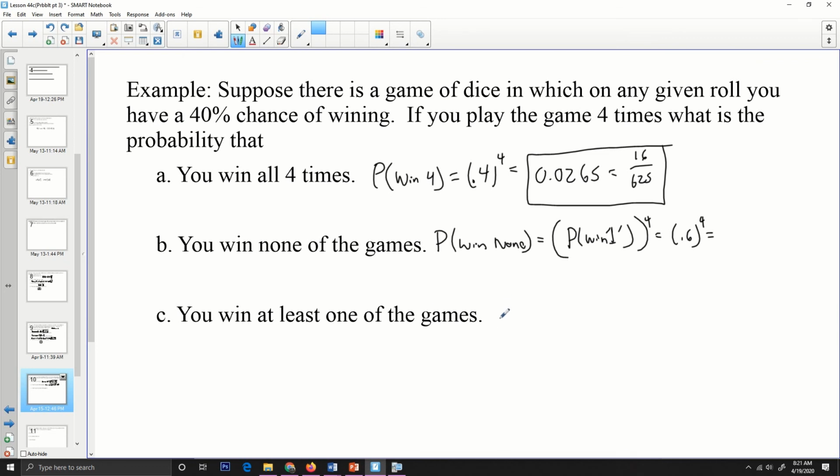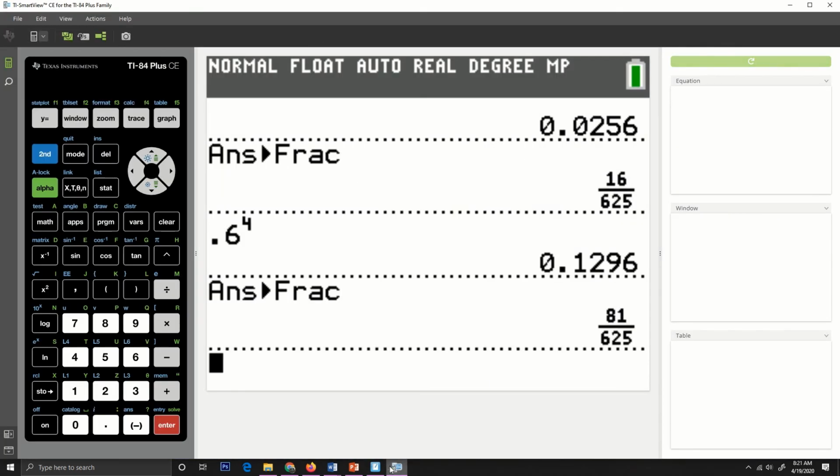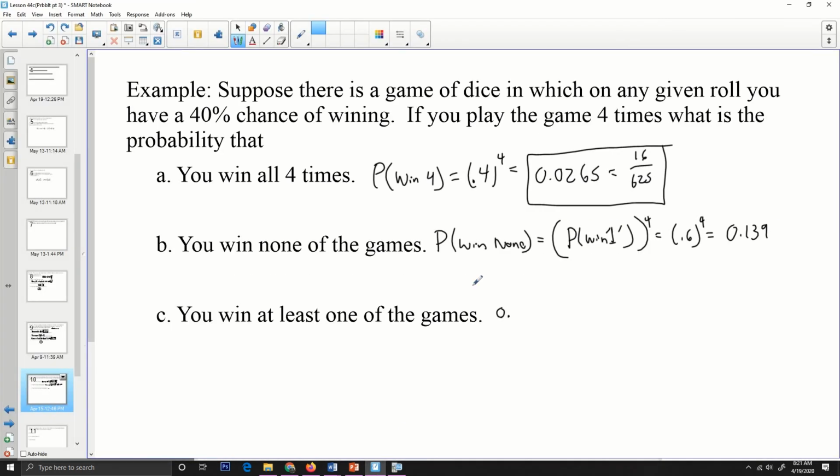So it was 0.1296, sorry about that. Let's fix that. And the fraction 81 over 625.